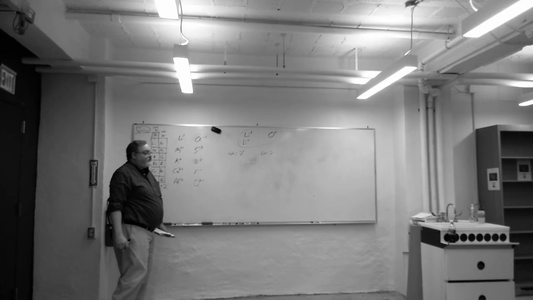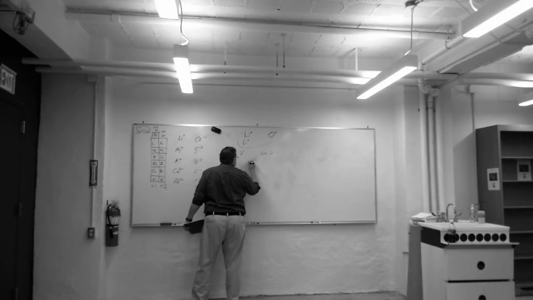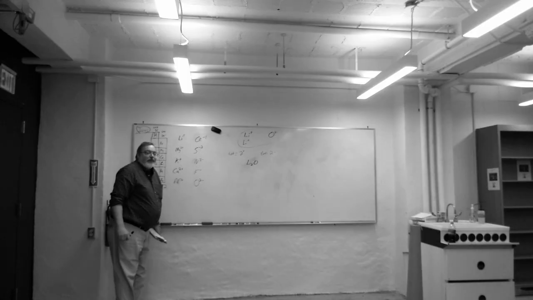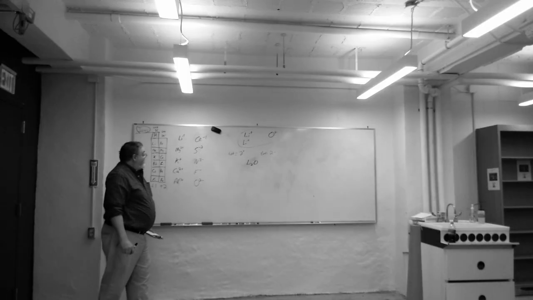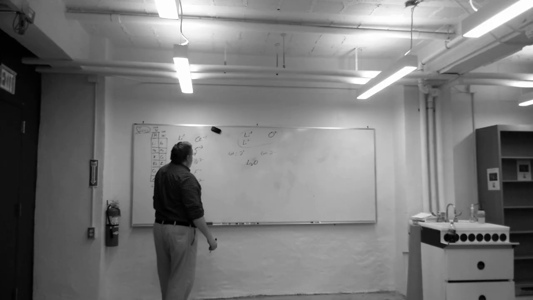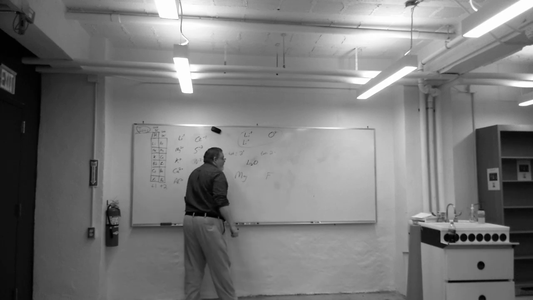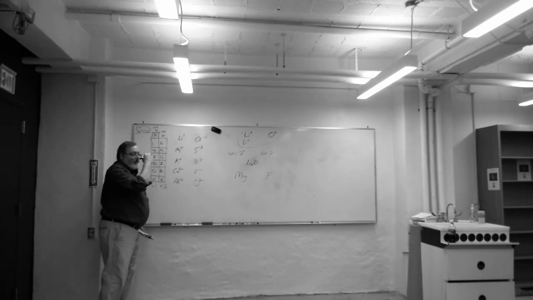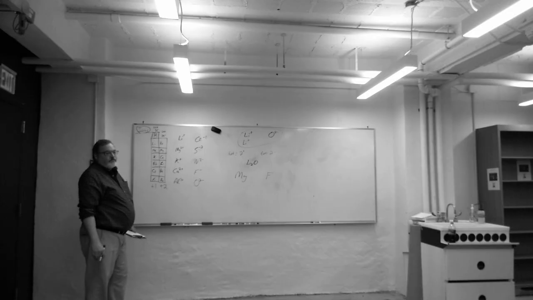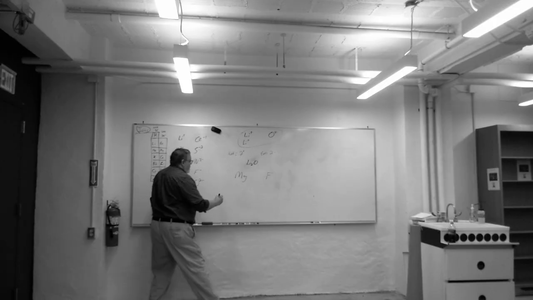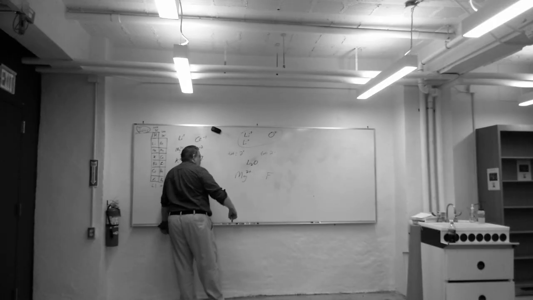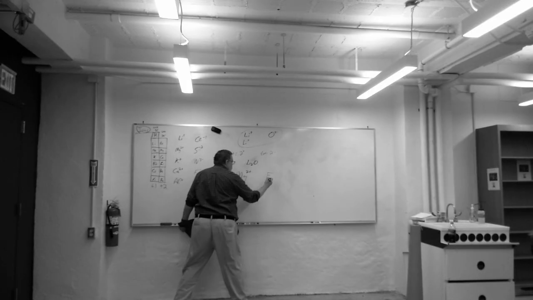The way we would write that for a formula is Li2O, an ionic compound made of lithium and oxygen. If I made an ionic compound of Mg and F, what would the formula be? What's the charge on Mg? You have to go through this thought process. 2 plus, and what's the charge on fluorine? -1.